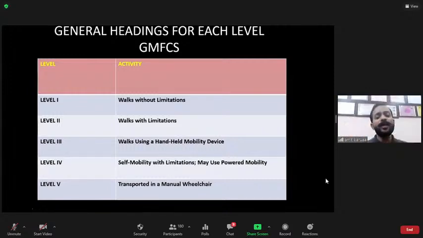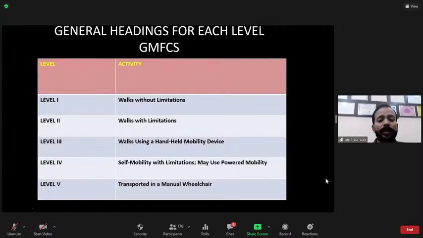They can move by holding furniture, or holding the wall, or taking support from the wall, and they can move from one room to the washroom to the kitchen. But outside, definitely they need some mobility devices, maybe a walker, frames, elbow crutches, any kind of devices.